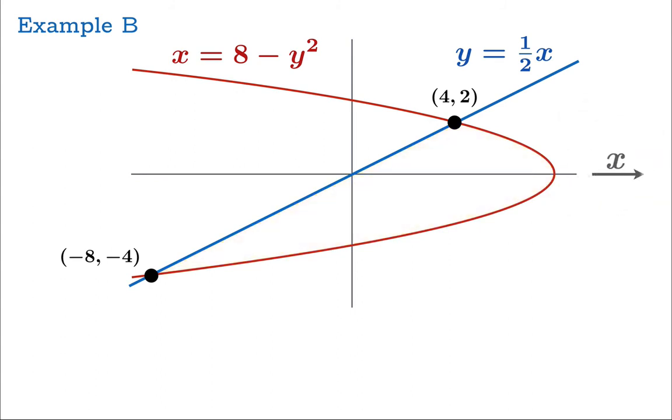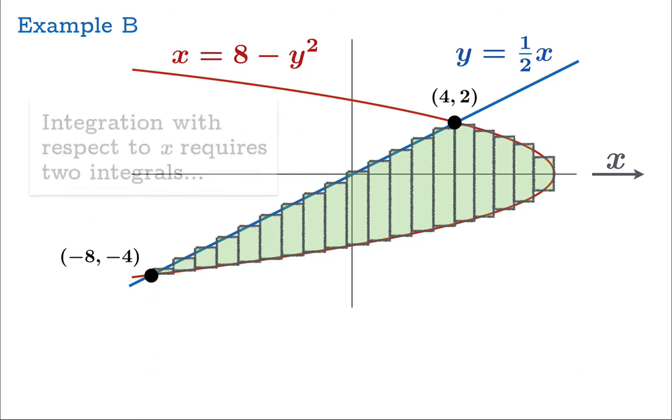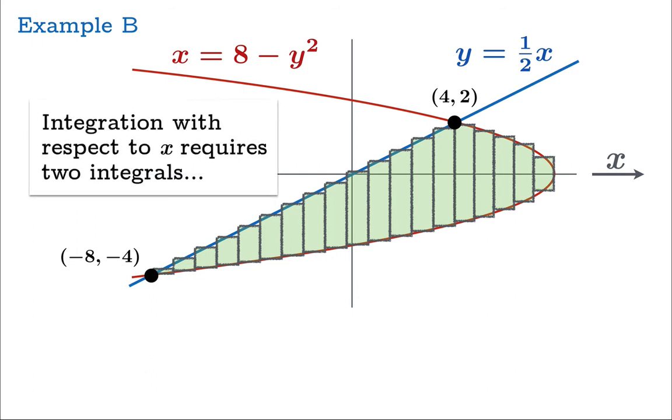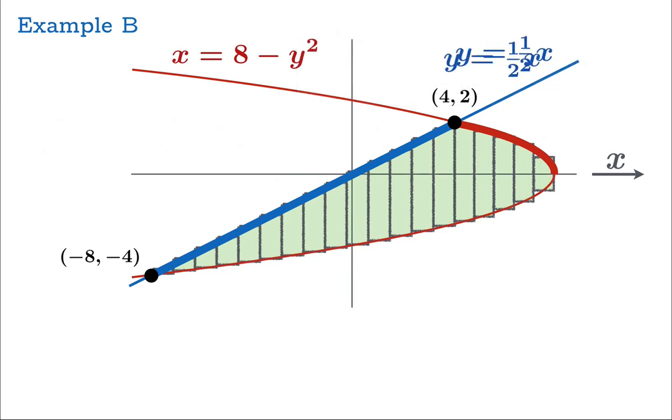Now, we could integrate with respect to x, and this is probably what you want to do most of the time because you're so used to just using x as the independent variable. But we'll notice that there's some trouble here because this is what your Riemann sum would look like. It's good to visualize such a thing. Integration with respect to x requires 2 integrals since a transition occurs where the description at the top changes. So you can see that you can integrate only up so far until you need to switch your description of the top function. That's what's going to require 2 integrals here.